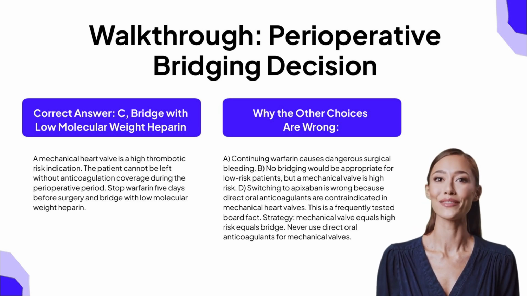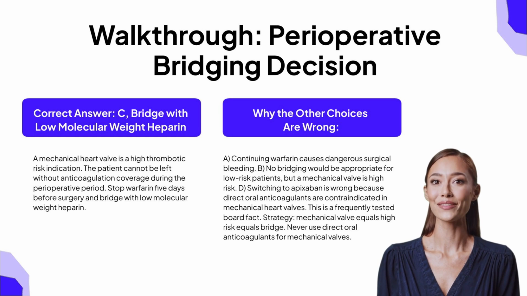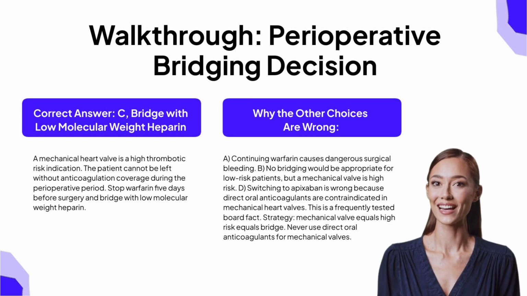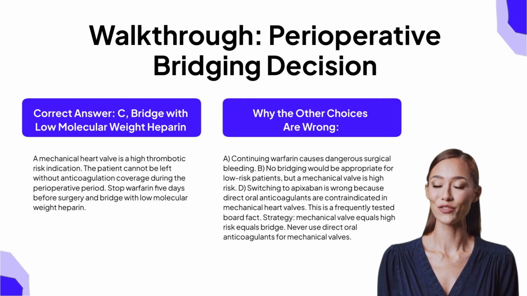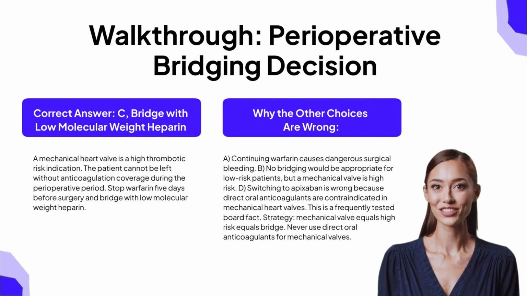Here is the reasoning. The patient has a mechanical heart valve. This puts him in the high thrombotic risk category. Patients with mechanical valves, especially mitral valves, are at significant risk for valve thrombosis and stroke if anticoagulation is interrupted without bridging. Why are the other choices wrong?